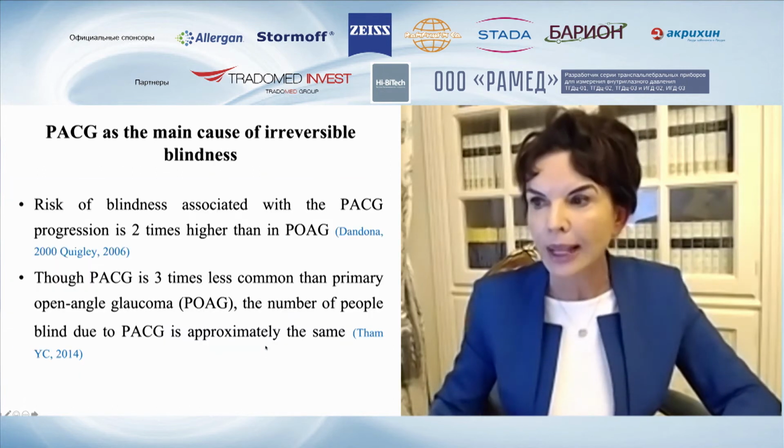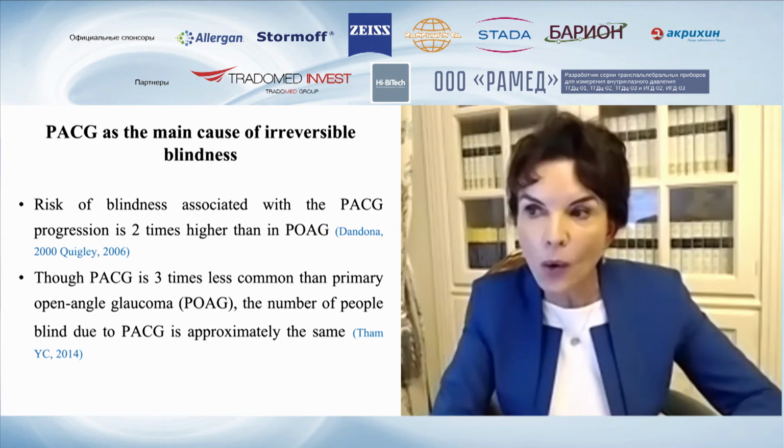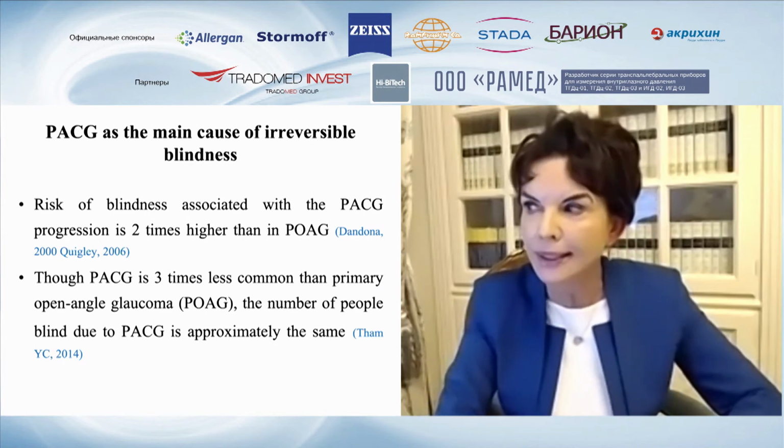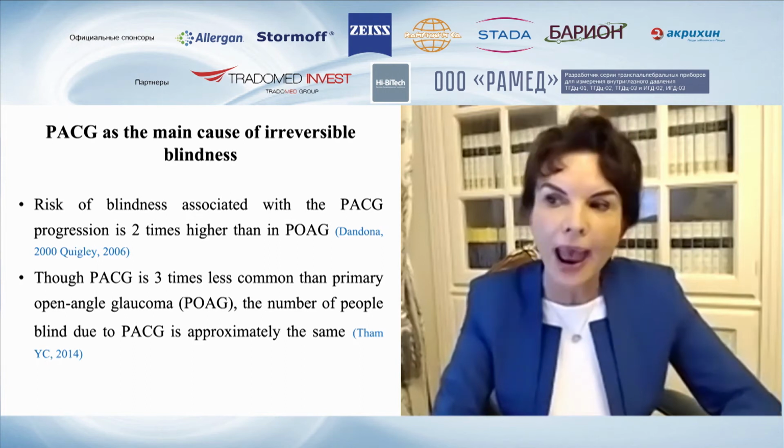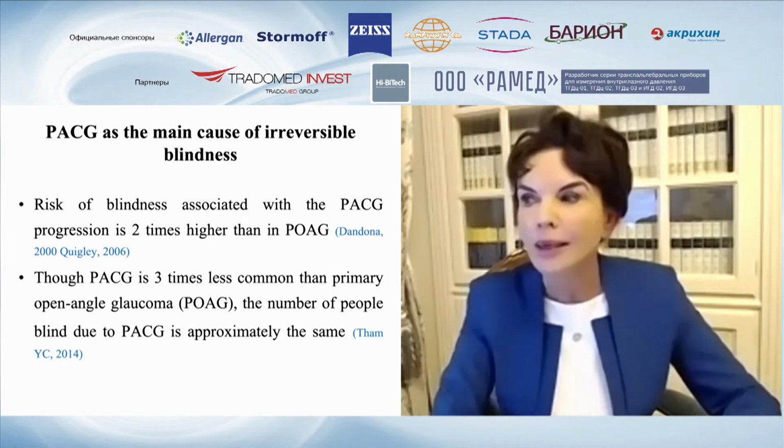This data is consistent with the literature because we know that the risk of blindness associated with primary angle closure glaucoma progression is 2 times higher than in primary open angle glaucoma. Though primary angle closure glaucoma is 3 times less common than primary open angle glaucoma, the number of people blind due to angle closure glaucoma is approximately the same.